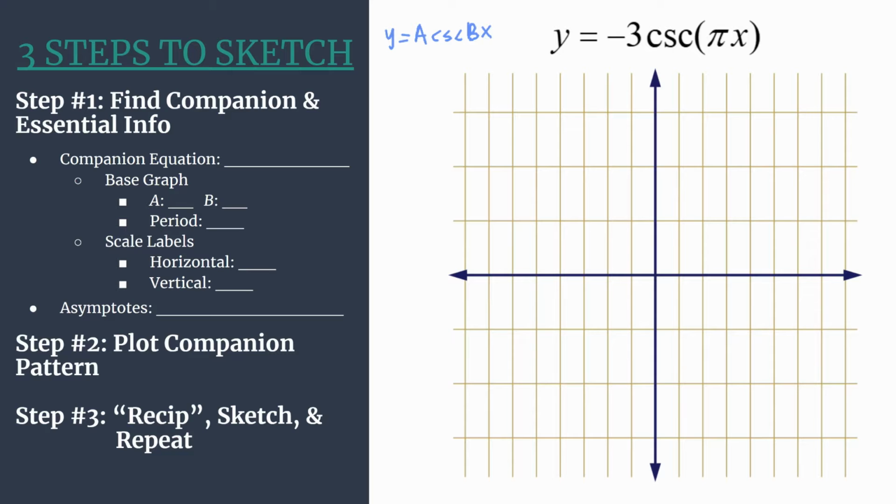So let's dive in. Step 1 is to find our companion equation and the essential information. Our companion equation is going to be the exact same equation. We'll simply replace the cosecant function with its reciprocal function, sine. So that'll be y equals -3 sine of pi x. So we're basically going to graph this companion equation and then transform it into its reciprocal form, the cosecant equation that we want.